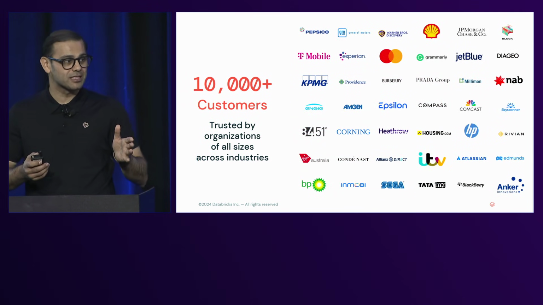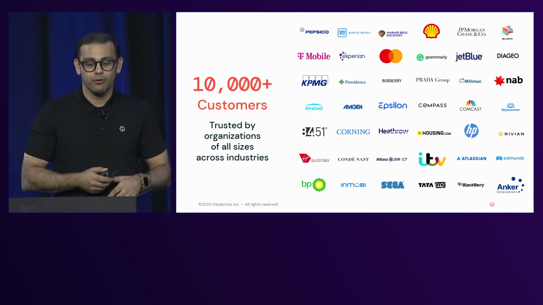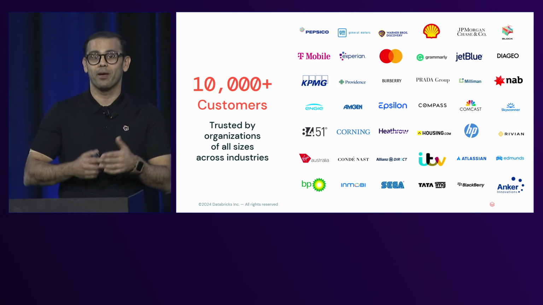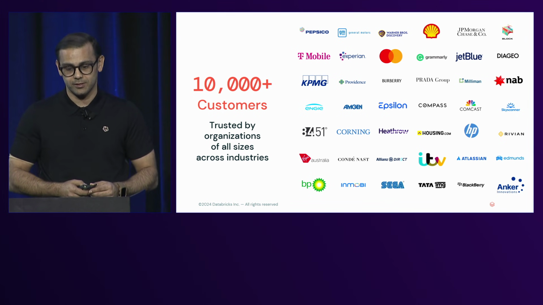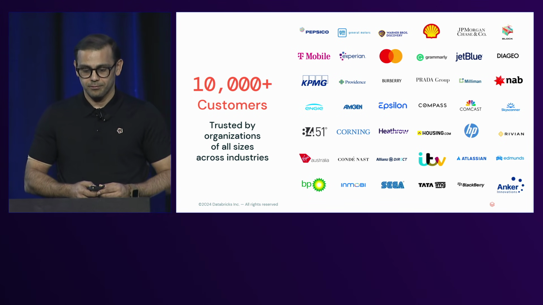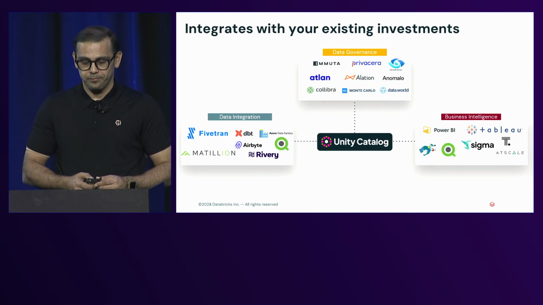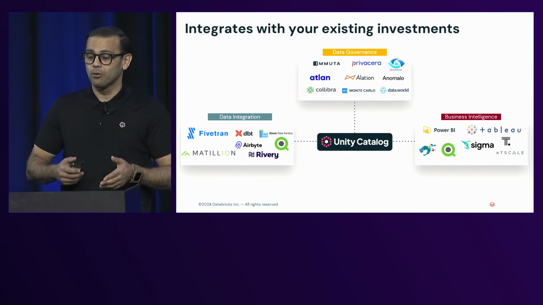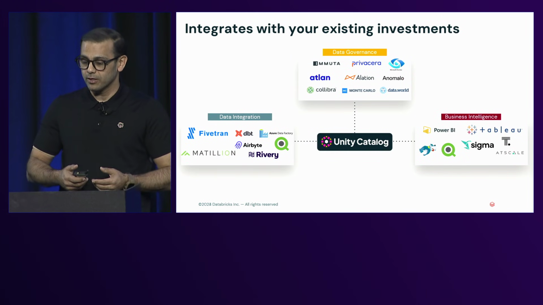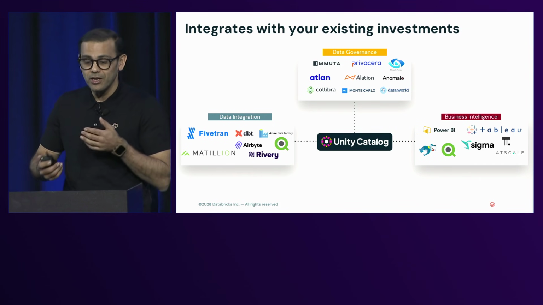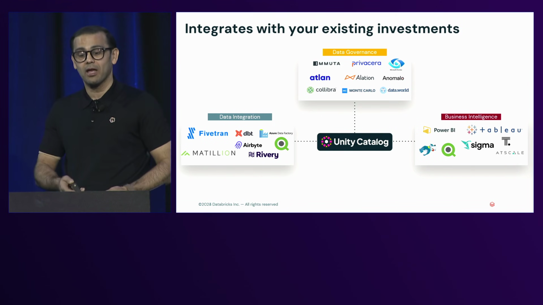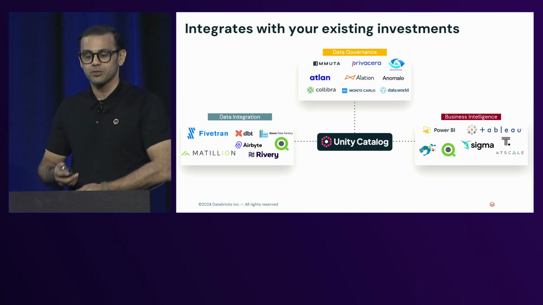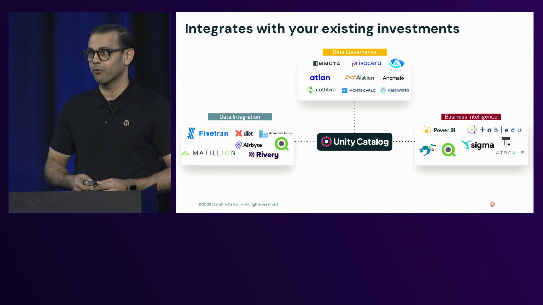There are about 10,000 customers that use Unity Catalog today across a variety of different industries, and they're all benefiting from this vision that we have for unified governance. Unity Catalog also works with your existing data catalogs and governance solutions, as I've mentioned, so you can continue to leverage whatever existing investments you have and build future-proof governance models without necessarily having to incur expensive migration costs.